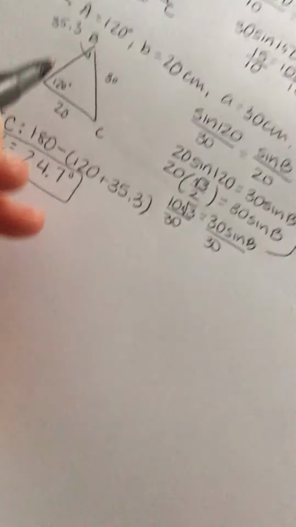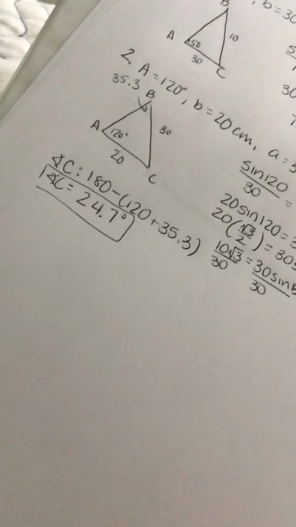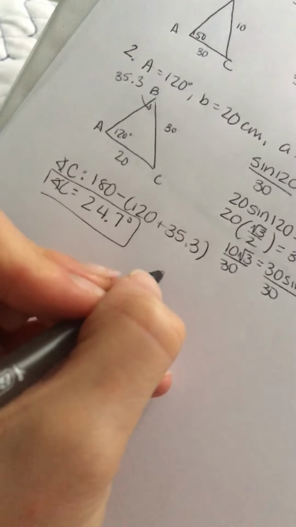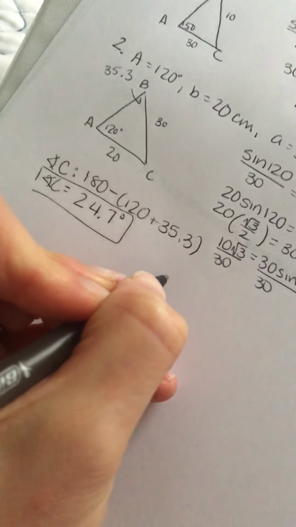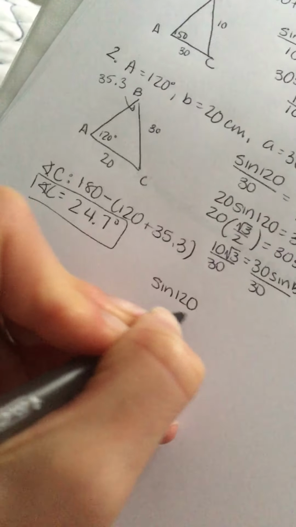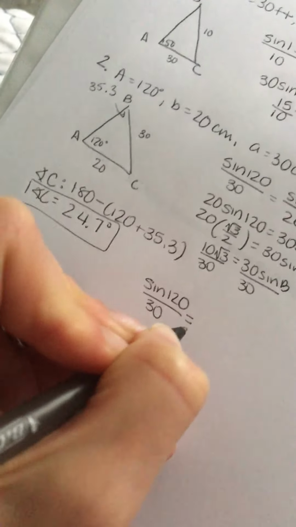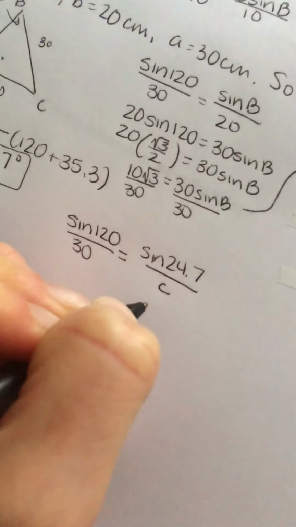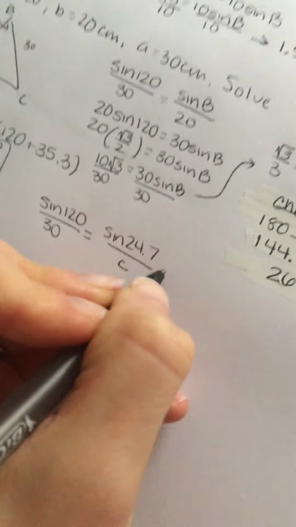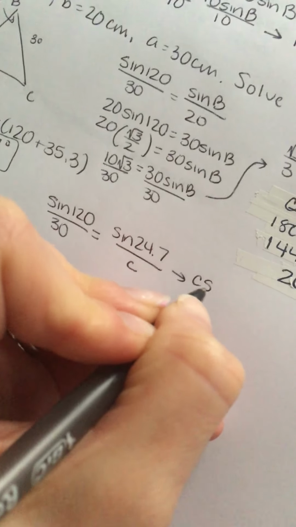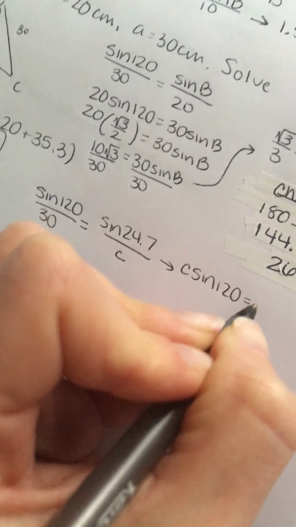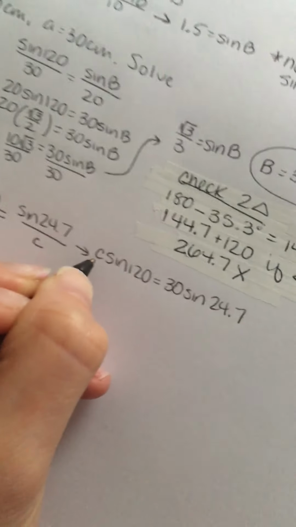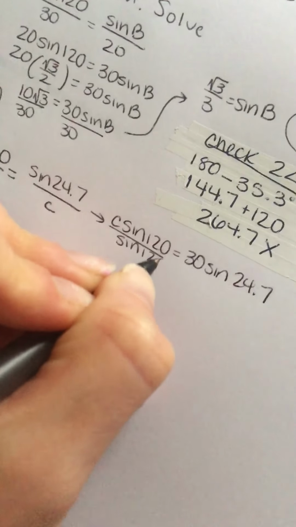So like I said, I always like to use the pair they give us because it's the exact, we haven't rounded anything yet, but you are free to use B if you would like. So I'm going to set this up equal to sine of A over A. So sine of 120 over 30 is equal to the sine of 24.7 over side C. We cross multiply. We're going to get C sine of 120 is equal to 30 sine of 24.7. And I'm going to divide both sides by the sine of 120.